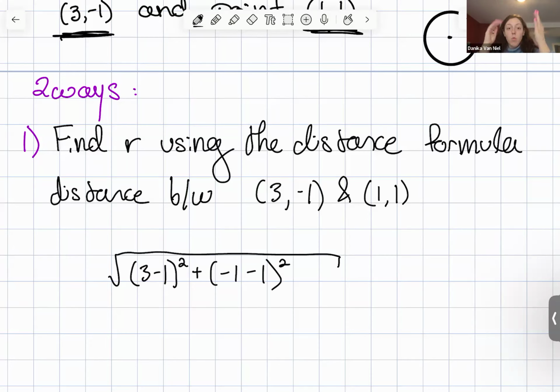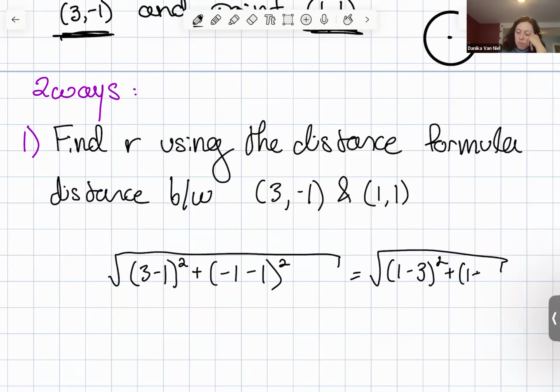I could also have done 1 minus 3. This is the same as (1 minus 3) squared plus (1 plus 1) squared, because 1 minus -1 is going to be 1 plus 1. You can even switch them up. You can do (3 minus 1) squared plus (1 plus 1) squared, because you're going to get the same answer, because we're squaring it. So who we're minusing from who doesn't change the absolute value of that number.